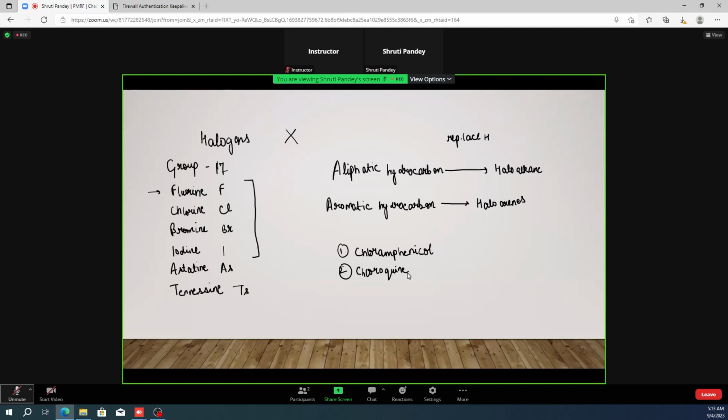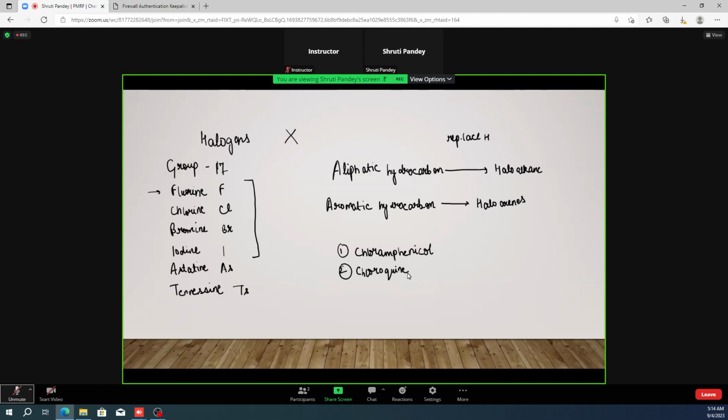Like for example, we have chloramphenicol. It is an antibiotic which has chlorine, as the name suggests. And this antibiotic is used for the treatment of typhoid fever. Then another example is chloroquine. It is also used for the treatment of malaria.